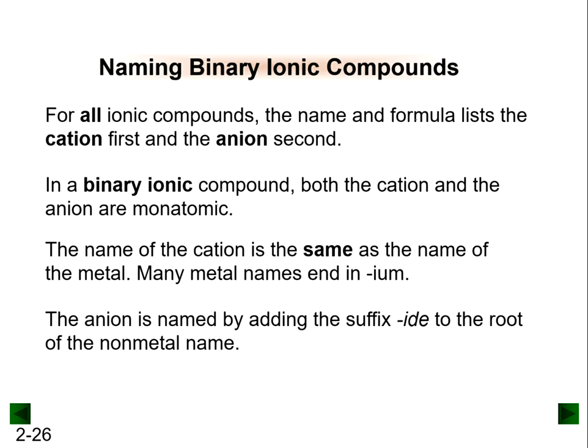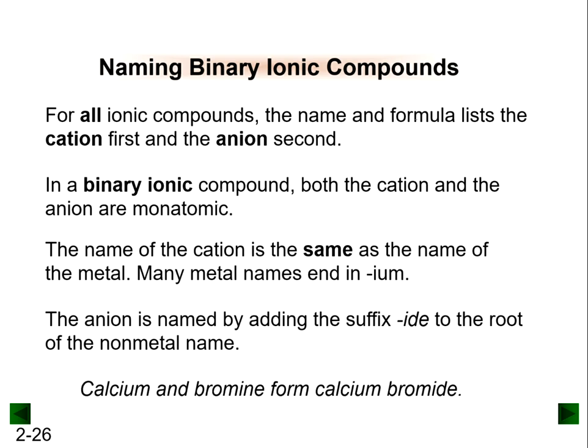So let's look at naming binary ionic compounds. Binary means that there are two elements involved. And since it's an ionic compound, one element will be positively charged and the other will be negatively charged. The positively charged ion is called a cation, and that is named first. The negatively charged element in the binary ionic compound is the anion, and that is listed second.